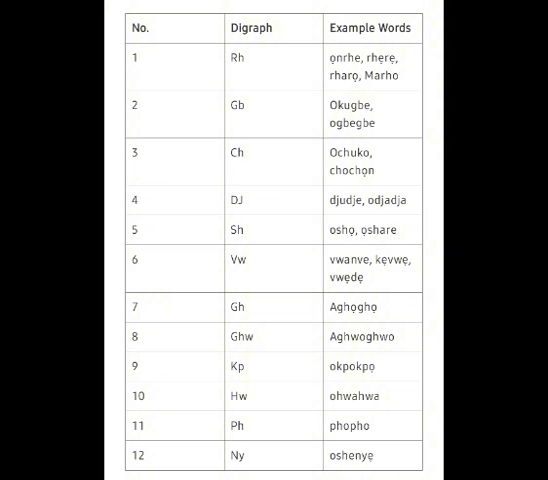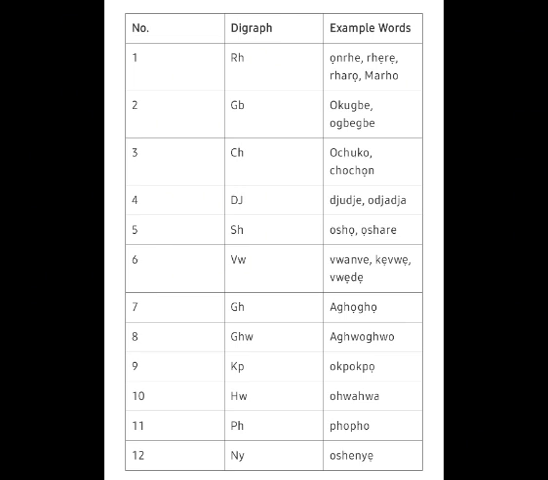It is pronounced by rolling your tongue. We have examples there. The first example is onre. Second one is rere. The third one is raro. The last one is a name, maro. The one that follows is the GB digraph. It is pronounced as B. That's the sound it gives you.